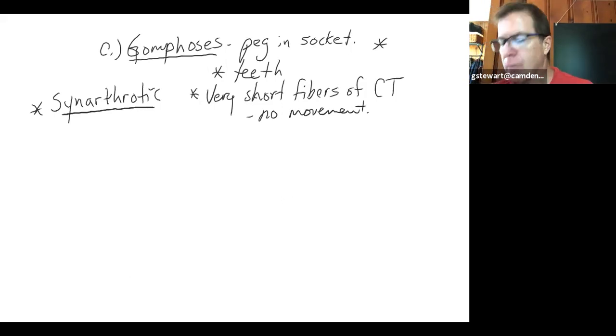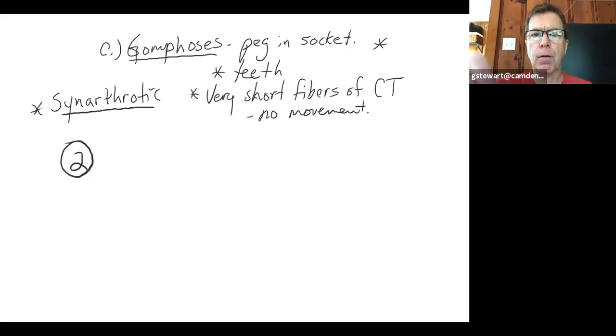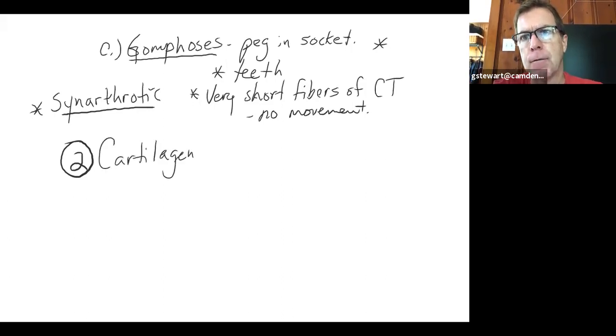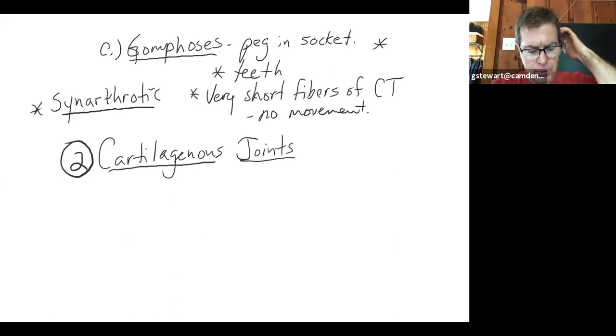So that takes care of all the fibrous joints, which is good. We've done A, B, and C of the fibrous joints. Now I'm going to go on to large letter 2. And this is going to be joints that are made of cartilage. So I'm just going to write cartilaginous joints. And also, we don't have 3 subcategories in this one, just 2.